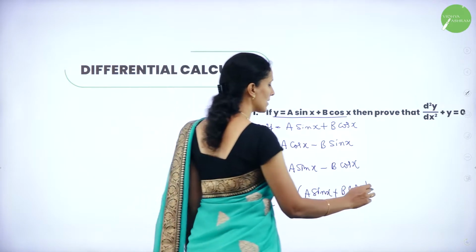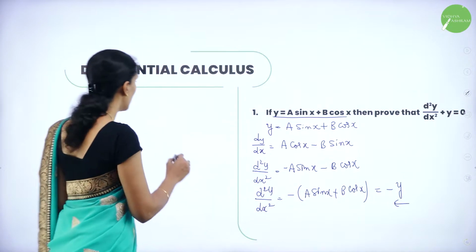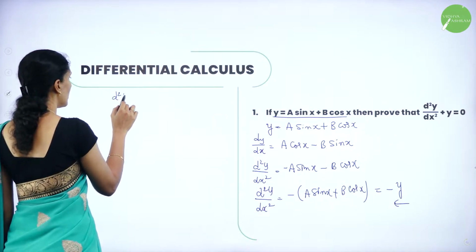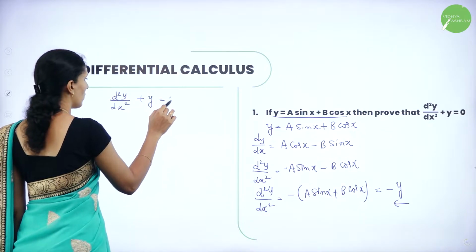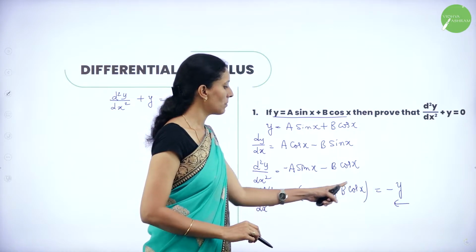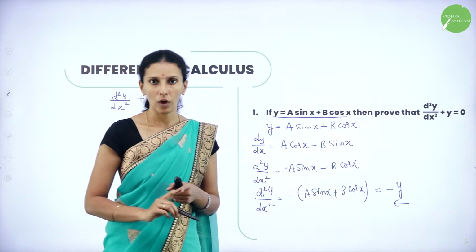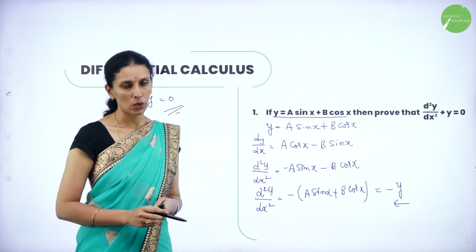So if you replace this by minus y and shift it to this side, then you will get d square y by dx square plus y is equal to 0. Hence we have proved it. So a sin x plus b cos x can be replaced by y, and shift y to the left hand side, you will get the required equation.